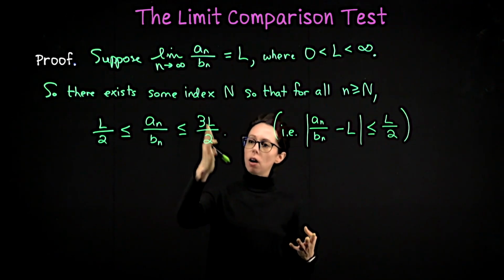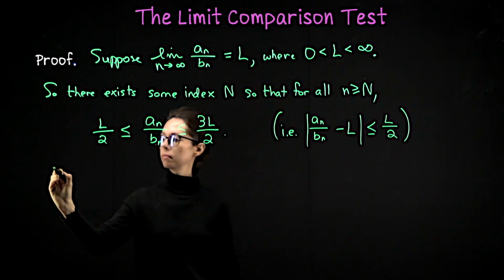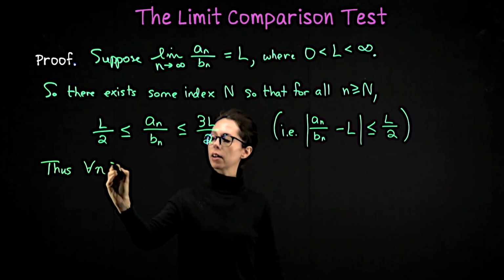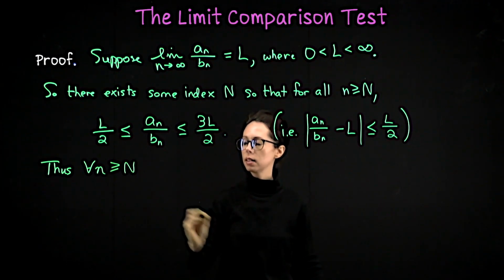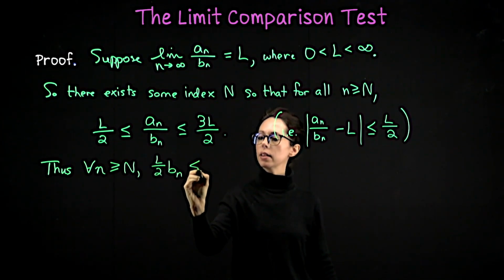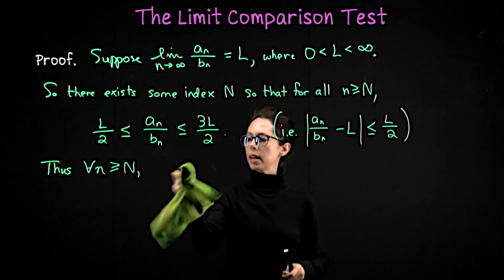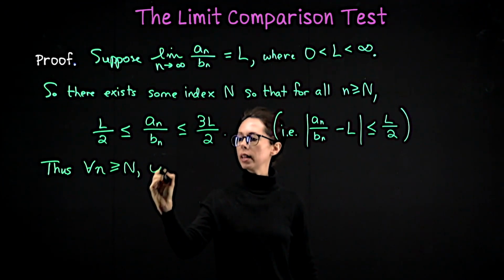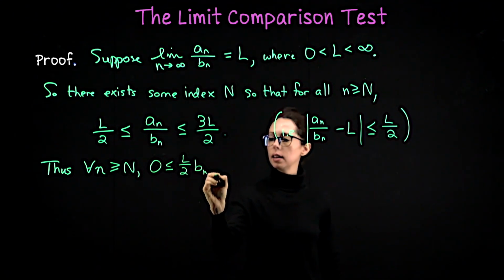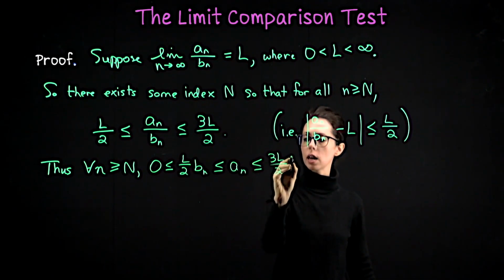Okay, let's multiply all 3 parts of this chain of inequalities by the denominator b sub n. So thus for all indices little n greater than or equal to this threshold that I've fixed, it follows that L over 2 times b sub n is less than or equal to, and actually, let me add in a 0 because we're going to apply the ordinary comparison test, and I'm going to make it look a lot like that statement. Everything here is positive, so 0 is less than or equal to L over 2 times bn is less than or equal to an is less than or equal to 3L over 2 times bn.